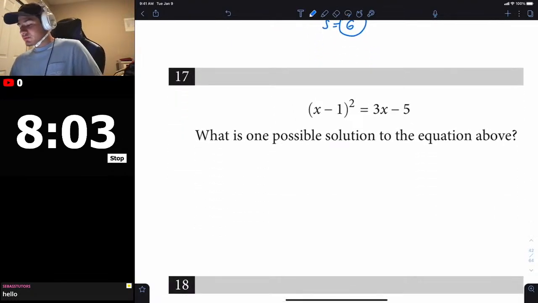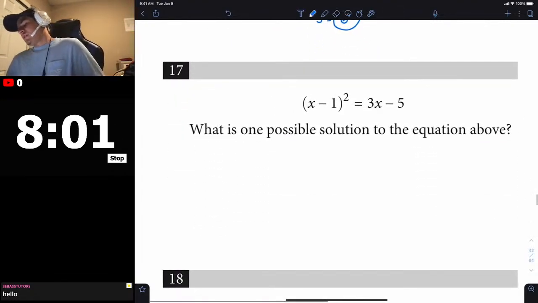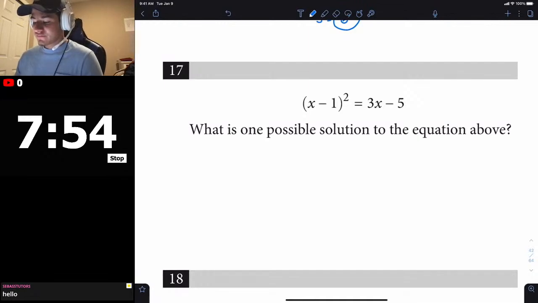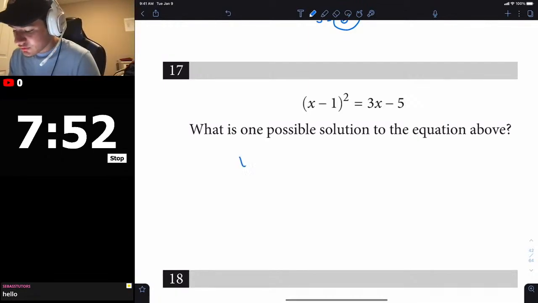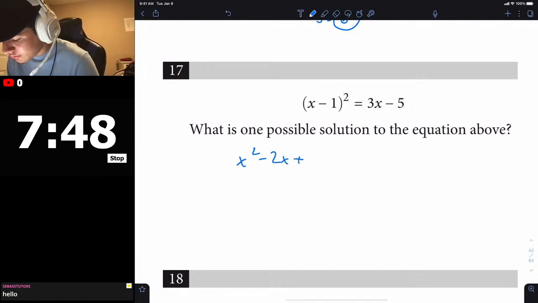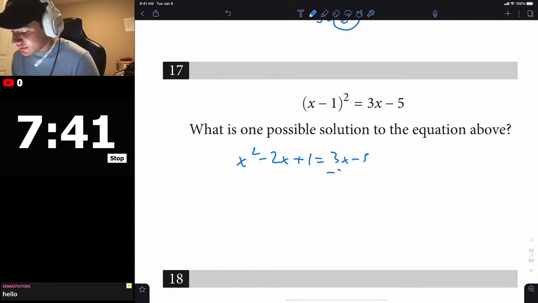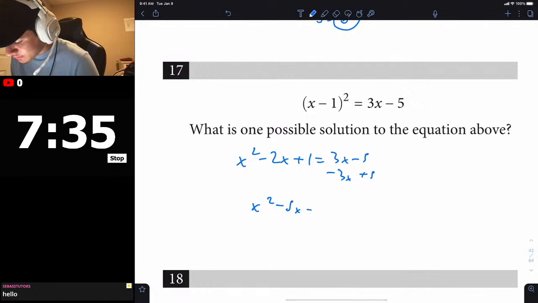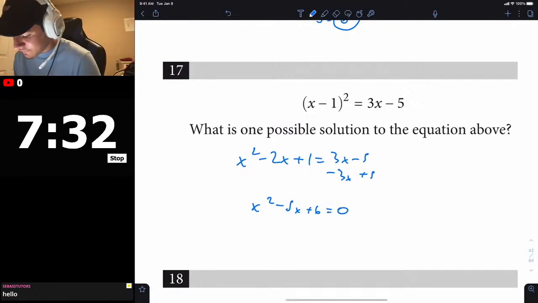What is one possible solution to the equation above? Let's see. I guess we can go ahead and FOIL this out. So I get x squared minus 2x plus 1 equals 3x minus 5. And then I can go ahead and set this equal to 0, subtract this, add this to both sides. So then I get x squared minus 5x plus 6 is equal to 0. I can factor that out.